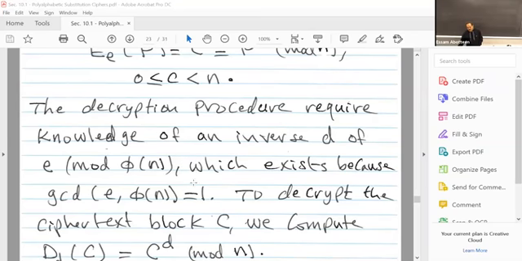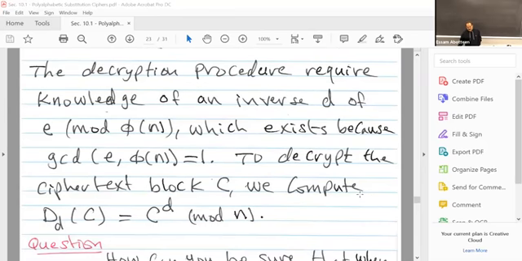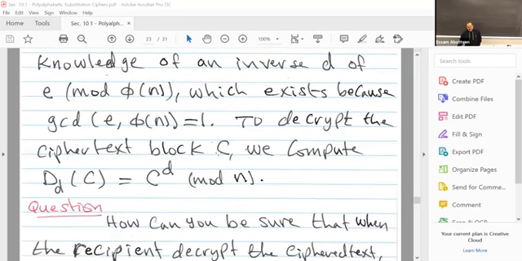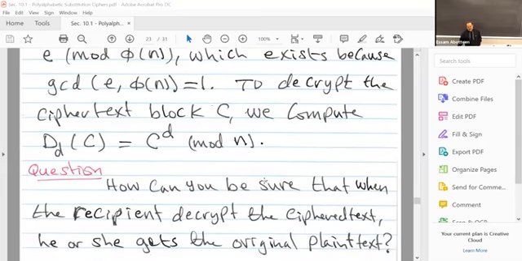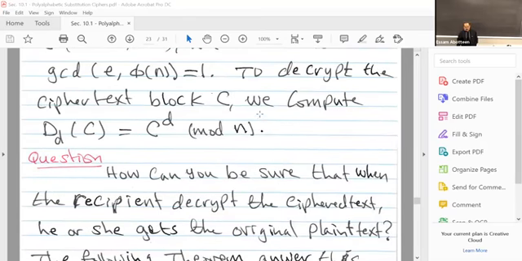And we know it exists because the greatest common divisor of e and phi of n is equal to 1. So the decryption key is going to be an inverse of e. And this is of course kept private. And to decrypt the message, we simply take c to the d. We're going to do this exponentiation modulo n. Now, here's the important question.